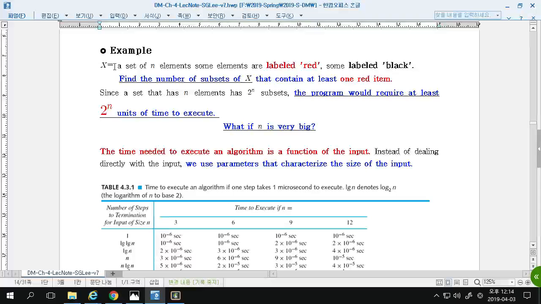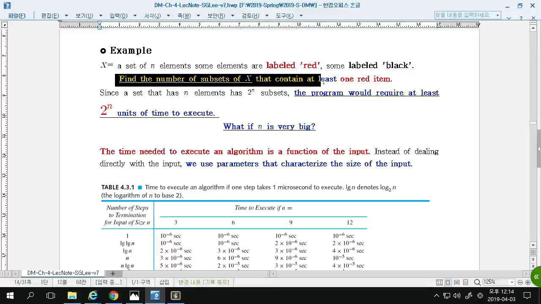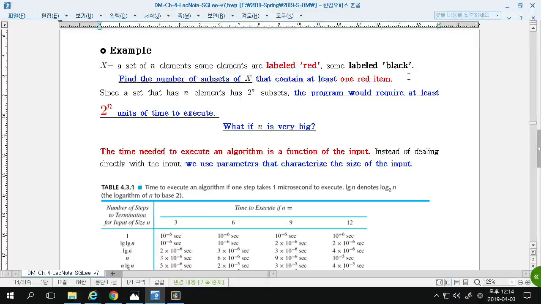Let X be a set of n elements. Some elements are labeled red and some labeled black. Then find the number of subsets of X that contain at least one red item. On this problem, a set that has n elements has how many subsets? It should have 2 to the n subsets. So the program would require at least 2 to the n units of time to execute.